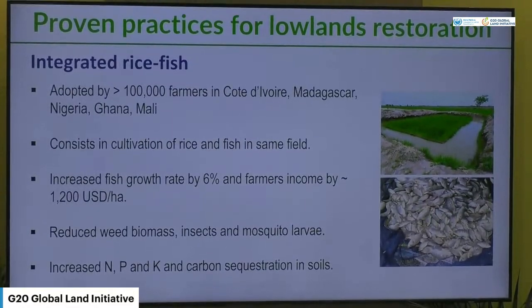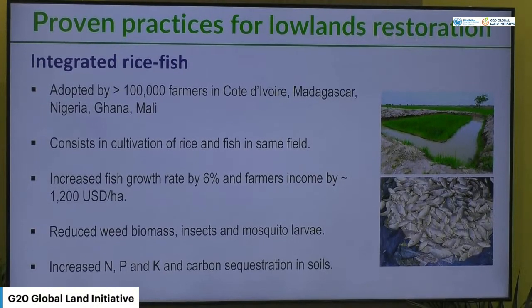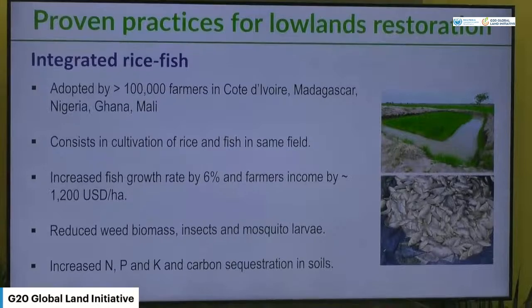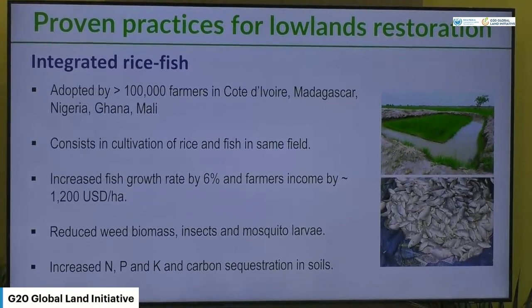Another approach related to lowland restoration is integrated rice fish. Integrated rice fish is now adopted by more than 100,000 farmers in Cote d'Ivoire, Madagascar, Nigeria, Ghana, and Mali. It actually consists in co-cultivation of rice and fish in the same fields. What is very interesting is that integrated rice fish contributes to increased fish growth compared to fish monoculture, and contributes to increase the farmer's income by about $1,200 per hectare compared to rice monoculture.